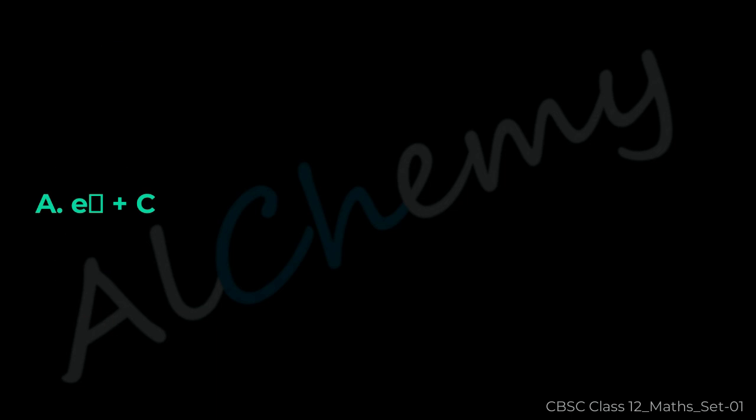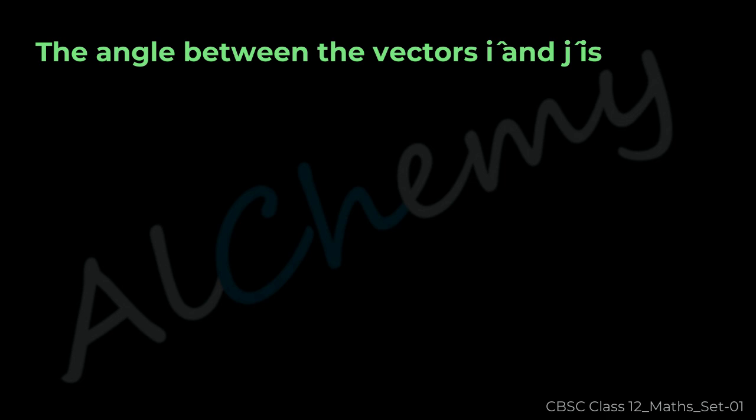The correct answer is A, e^x plus C. Question 16. The angle between the vectors i and j is: A: 0 degrees, B: 45 degrees, C: 60 degrees, D: 90 degrees. The correct answer is D.